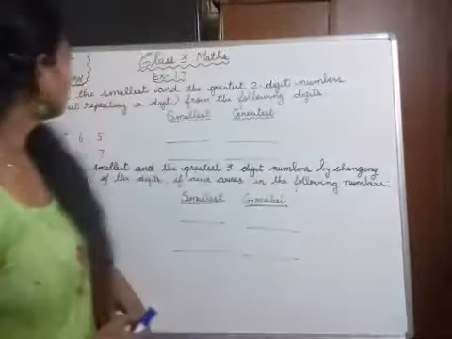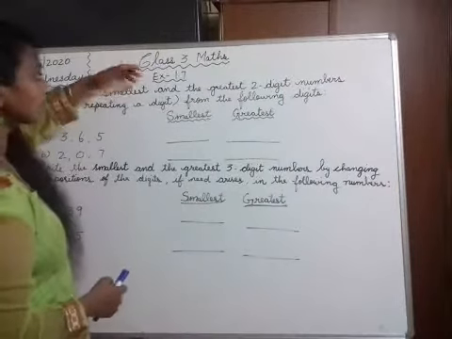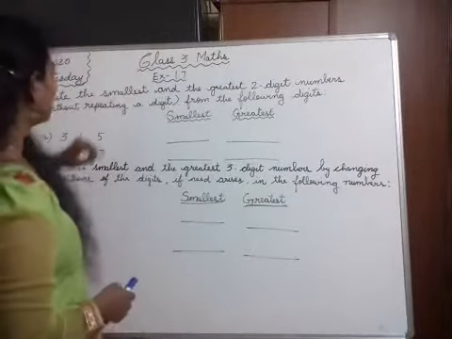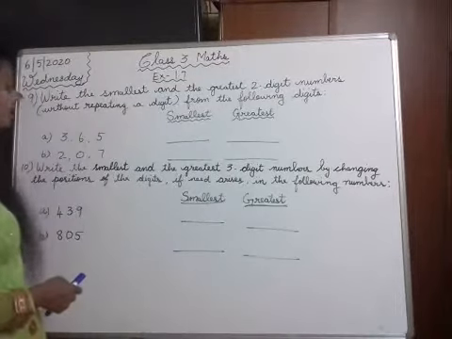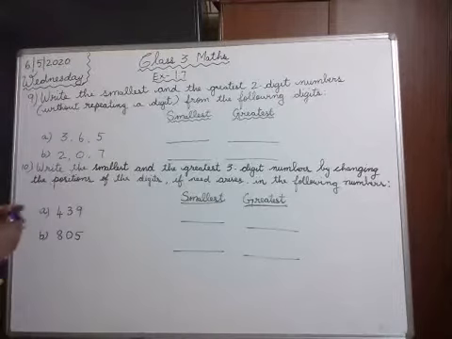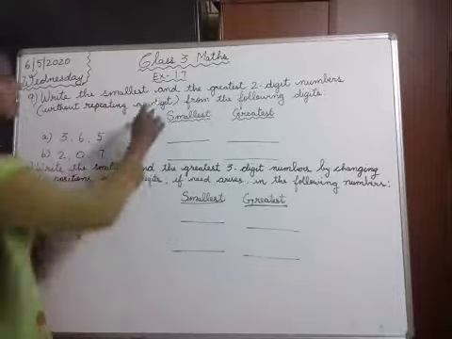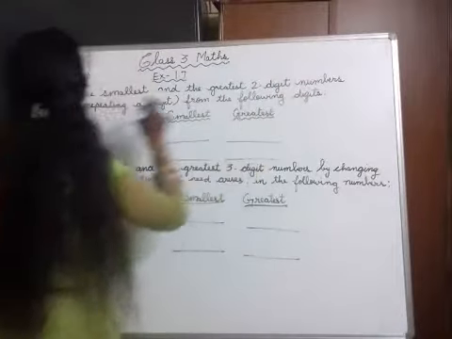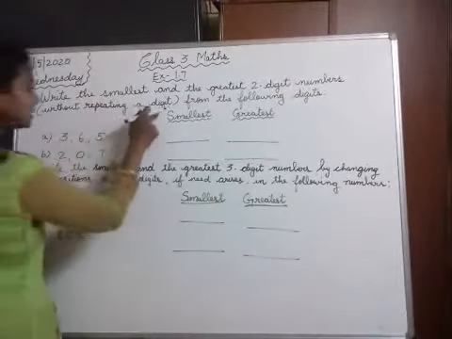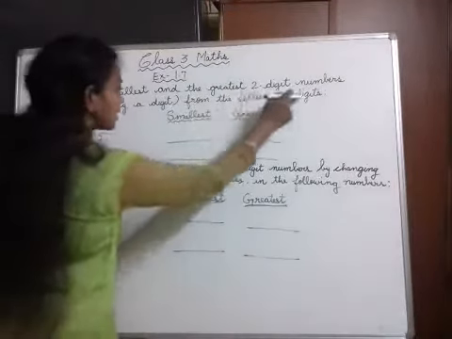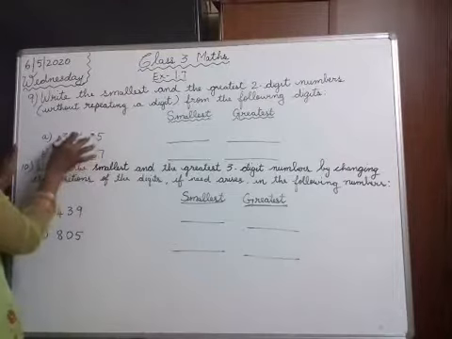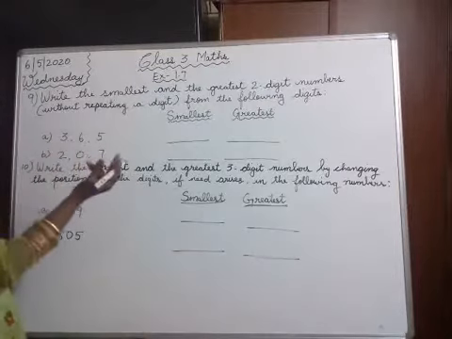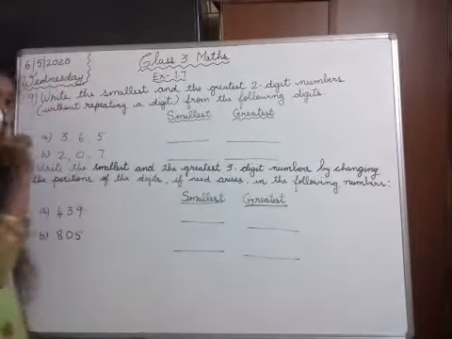Okay, today we are going to continue with this exercise 1.7. In the previous class we have done till question number 8. Now question number 9: write the smallest and the greatest two-digit numbers without repeating a digit from the following digits. They have given digits, three numbers. From this we have to write the smallest and greatest two-digit numbers.